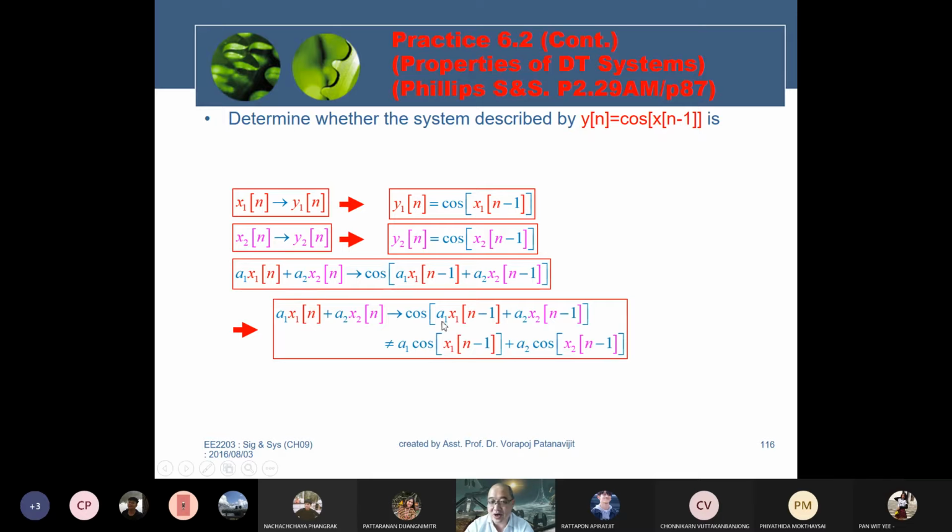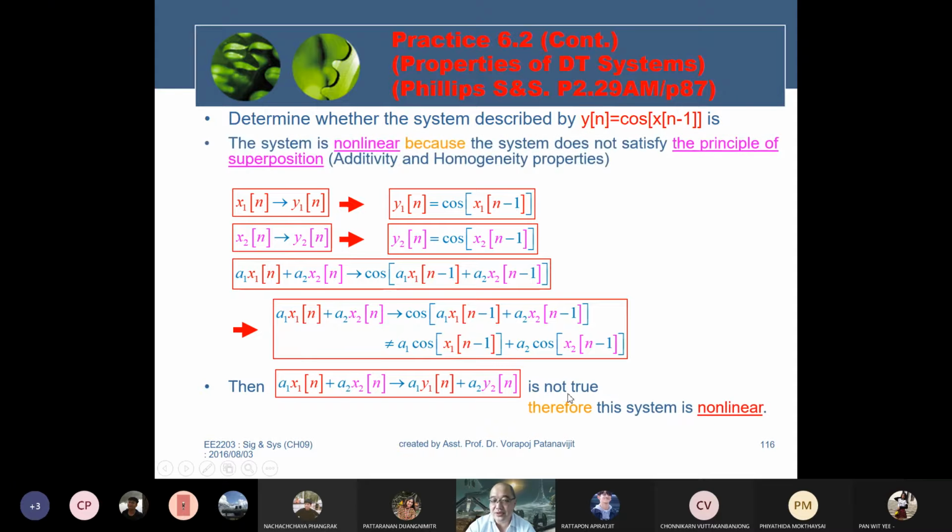you can see that cos of a plus b is produced here. What happened? What you feed in here is not equal to the sum of cosines, because from the normal trigonometric law, cos(a+b) is not equal to cos a plus cos b. Cos(a+b) equals cos a cos b minus sin a sin b. Therefore, it's not equal. If it's not equal, it means the system is nonlinear.